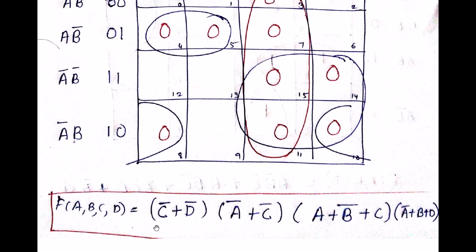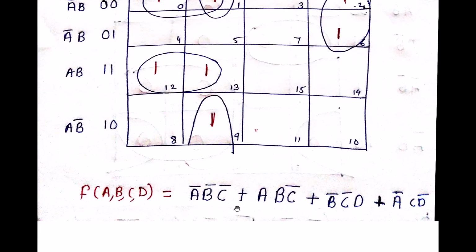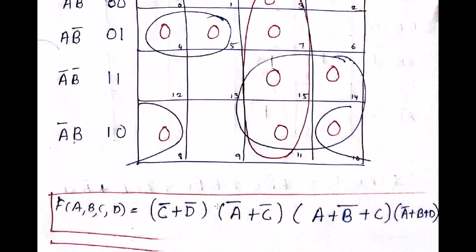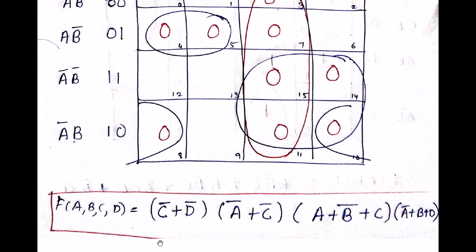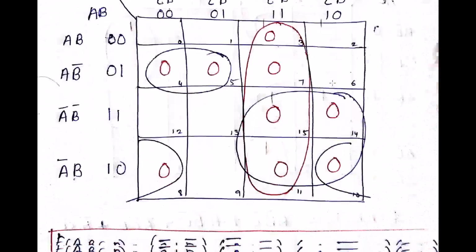Why am I putting C bar plus D bar? Because it's product of sum. So all the sum values are going to be multiplied, whereas in sum of products, it is the sum of all the product values. Here, as the name suggests, it is product of sum. So all the terms should be sums, and then the product should be formed of them. Then we have this particular group of 4 zeros. Hence we have C bar plus A bar.